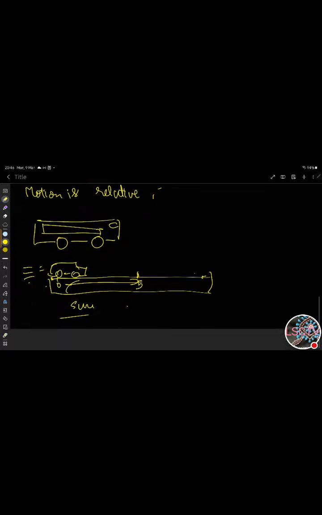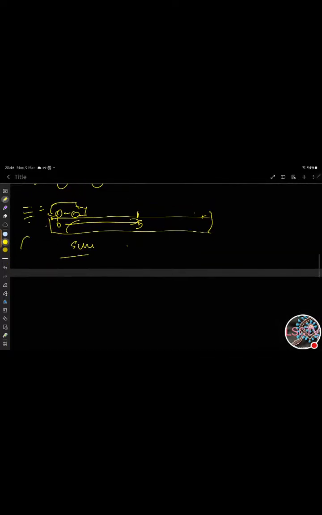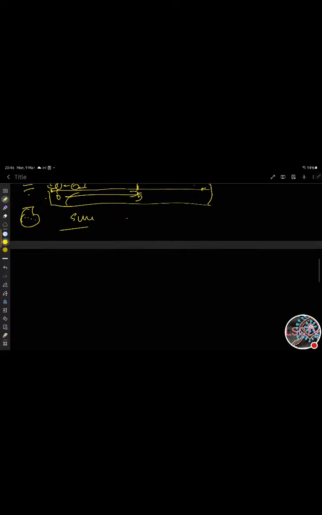That is the length. Now, let's say you also keep a stopwatch with you, and you measure the time taken by this car to cover the distance. Now, when you divide this distance by time, what do you get? What do you get when you divide distance by time?